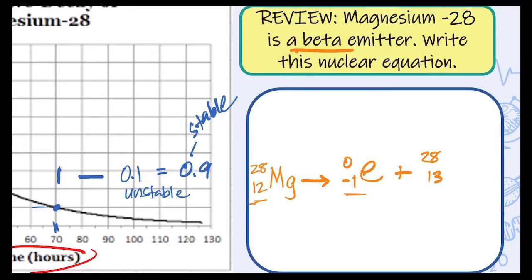So use that number, 13, to look up the element on the periodic table. 13 would be the atomic number of the element of the daughter isotope. 13 belongs to aluminum.